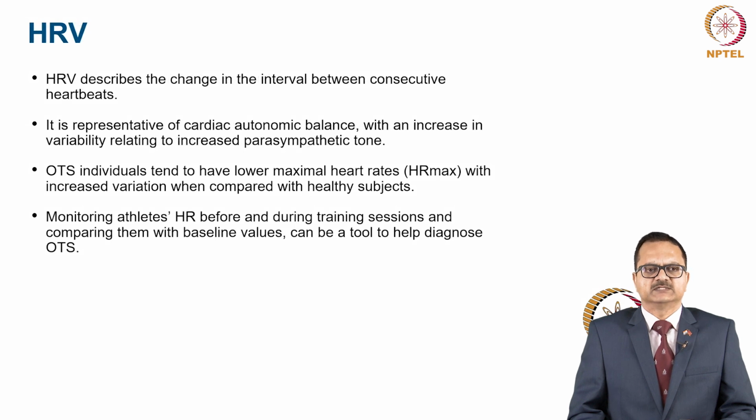Heart rate variability. It's another important parameter. It describes the change in the interval between consecutive heart beats. It is representative of the cardiac autonomic balance, with an increased heart rate variability relating to increased parasympathetic tone. Overtraining syndrome individuals tend to have lower maximal heart rates and increased heart rate variability when compared to healthy subjects. Simply put, if there is stress, heart rate variability increases.